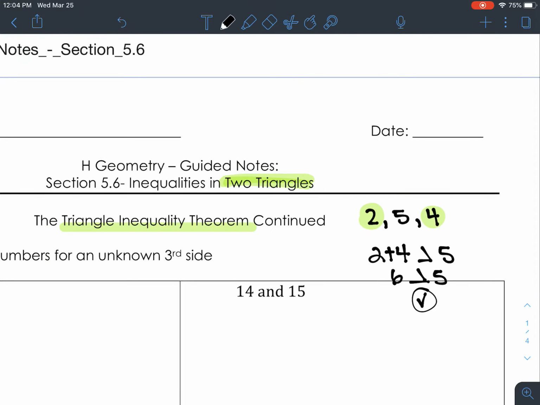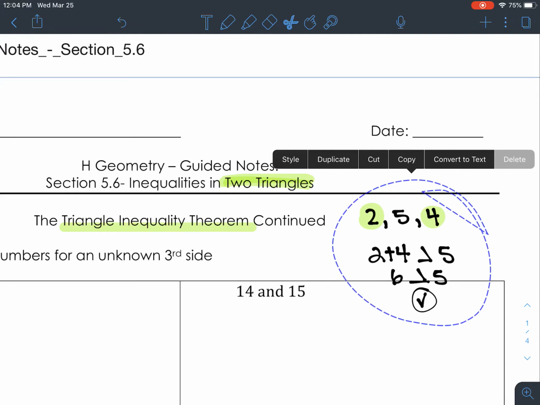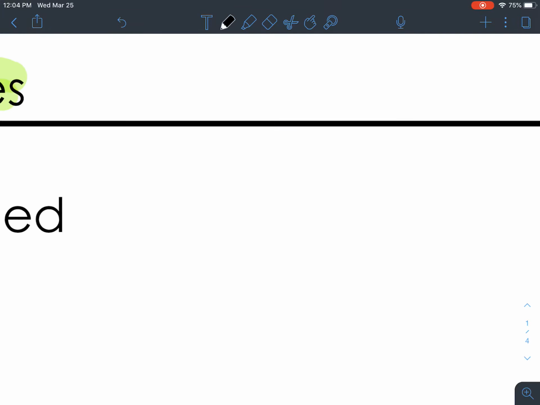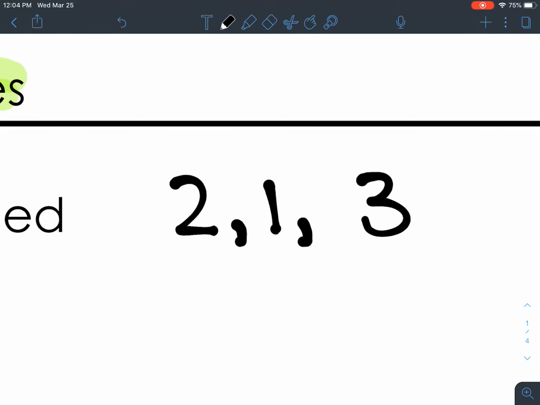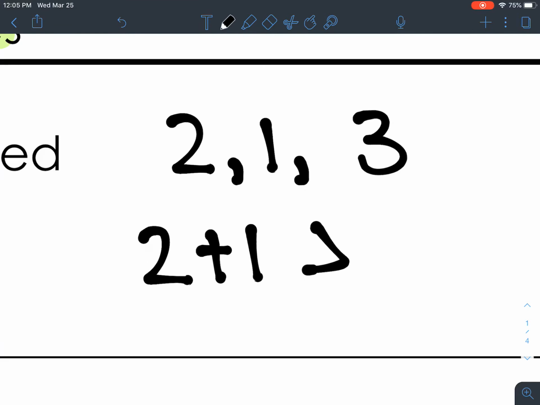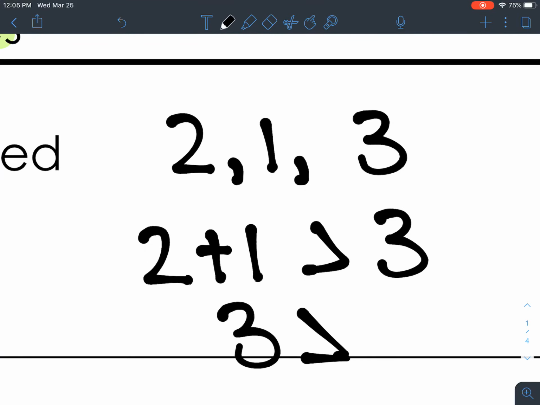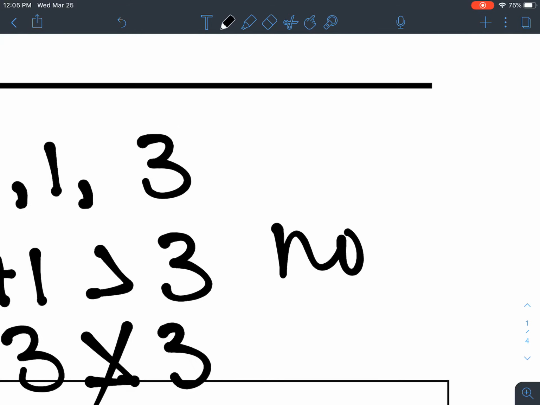But if you had something like, let me delete that real quick. What if you had the side lengths of 2, 1, and 3? So if I added the 2 and 1 together, is that greater than 3? No, it's not. That's not true. So then no, that triangle wouldn't exist.